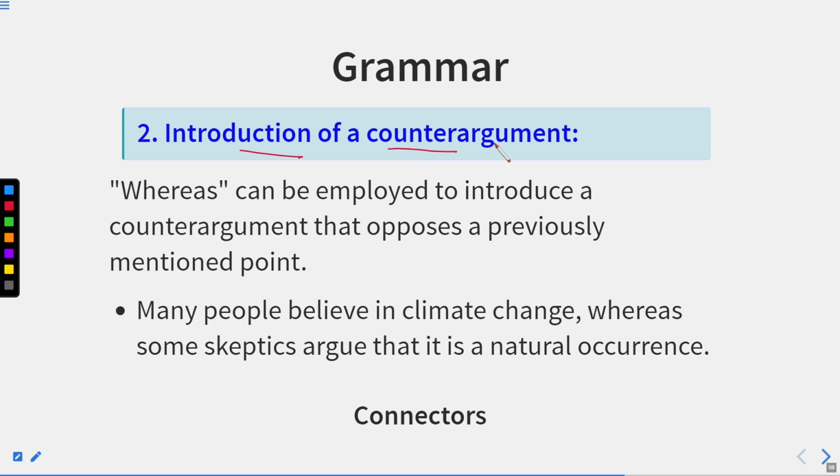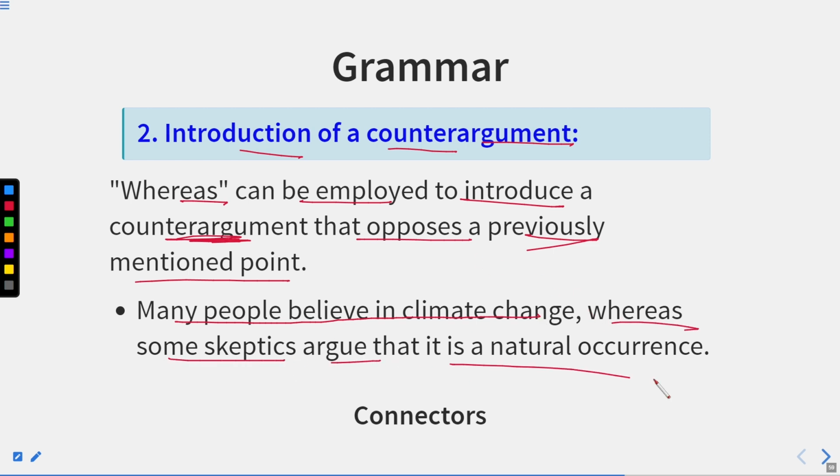Introduction of a counter argument. Whereas can be employed to introduce a counter argument that opposes a previously mentioned point. Many people believe in climate change, whereas some skeptics argue that it is a natural occurrence. So many people believe in climate change. This is the first viewpoint. And whereas some skeptics argue it is a natural occurrence. So this is the second. And we are comparing between these two situations. We are also employing the contrasting statement over here, so we are using the word whereas.